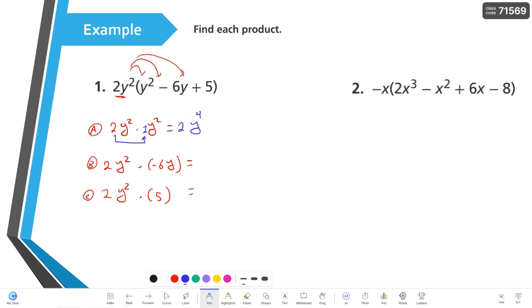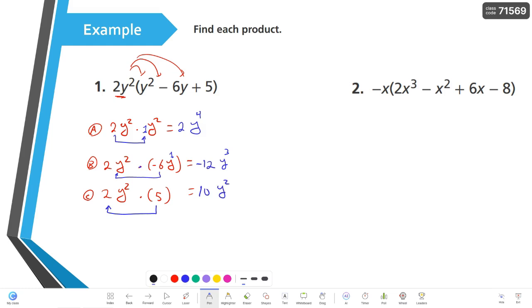In the second step we have 2y squared times negative 6y. So the two coefficients are 2 and negative 6, which gives negative 12, and then we multiply y squared times y, since the second y is raised to the power of 1, so this would be y cubed, or y raised to the power of 3. In the third step, we have 2y squared times 5. Since we don't have any y's here, we multiply the coefficients together, so this would be 10, and then we have y squared.